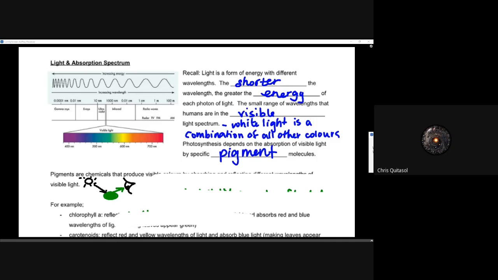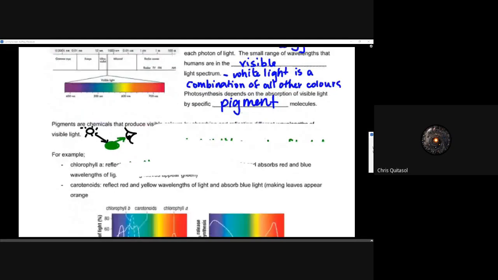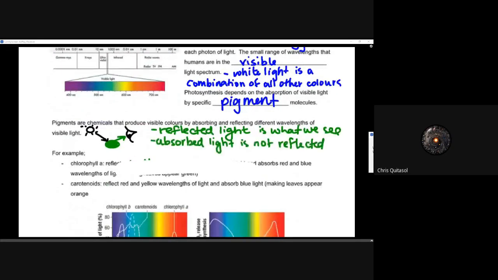Photosynthesis depends on the absorption of visible light by specific pigment molecules, which we've talked about. But they like specific types of light. Pigments are those chemicals that produce visible colors by absorbing and reflecting different wavelengths of visible light. So the light that we see is the light that's reflected. The absorbed light, which is the light that the plant uses, is not reflected.